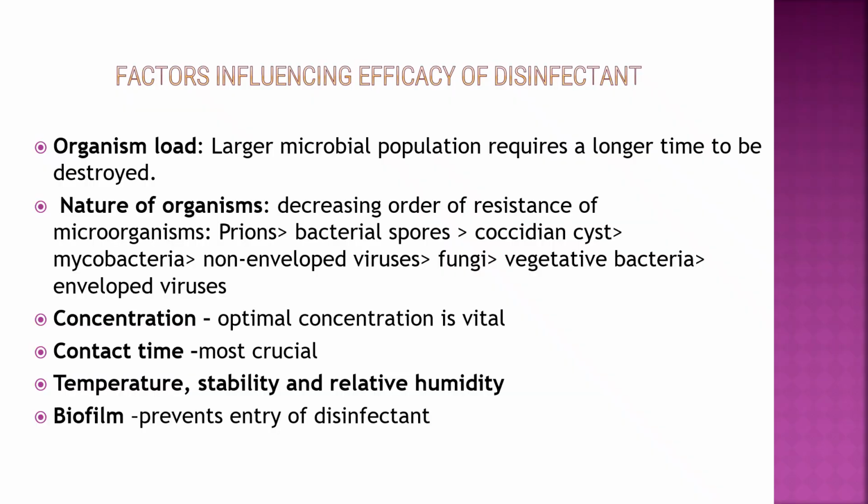Factors influencing the efficacy of the disinfectant. So it is organism load, nature of the organism. For example, prions or bacterial spores are highly resistant compared to other microorganisms like mycobacteria, viruses, fungi or vegetative bacteria. Then concentration, so optimal concentration is required. Then contact time, temperature, stability, relative humidity, and biofilm formation, which prevents entry of the disinfectant. So these are all the factors.